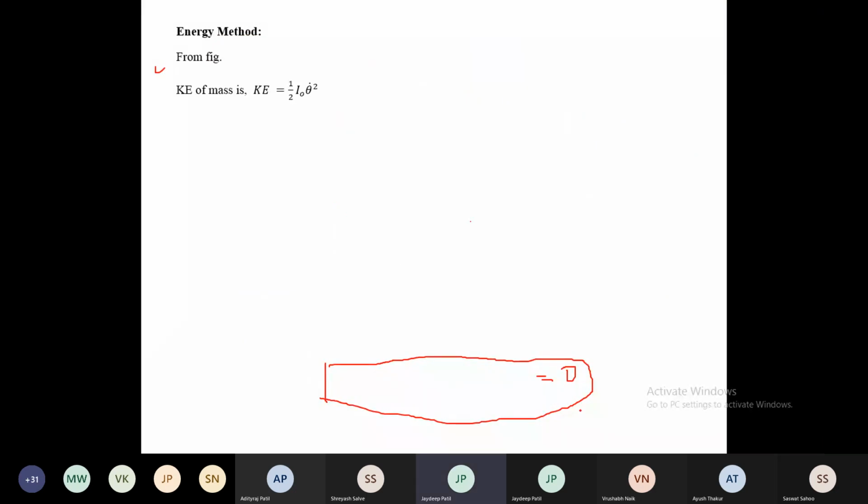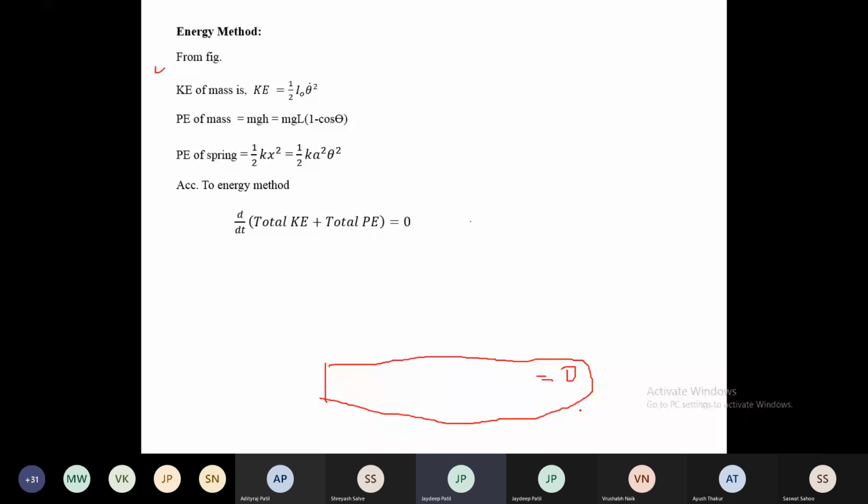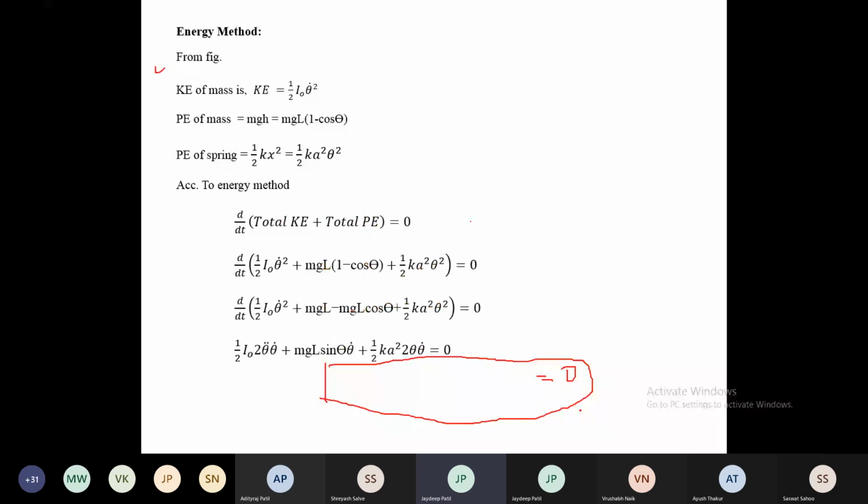Now see the original equation, I will show you here. Kinetic energy of mass is equal to 1 upon 2 I theta dot square. Potential energy of mass mgh. You can say mgl bracket 1 minus cos theta, or you can write mg into bracket l minus l cos theta. Then potential energy of spring 1 upon 2 k x square, again x is equal to a theta. According to the energy method, you have to write down the equation d upon dt of total kinetic energy plus potential energy, and you have to differentiate it. You will get this equation.